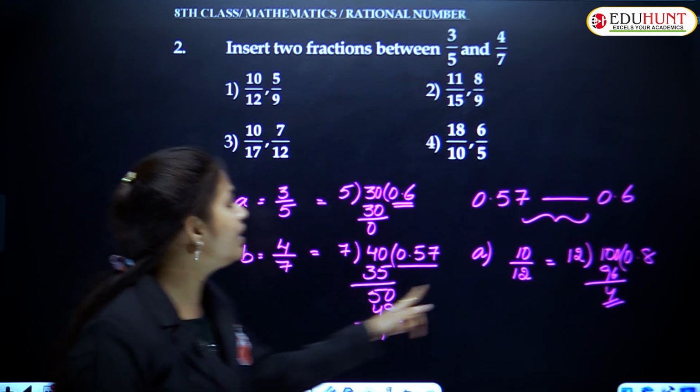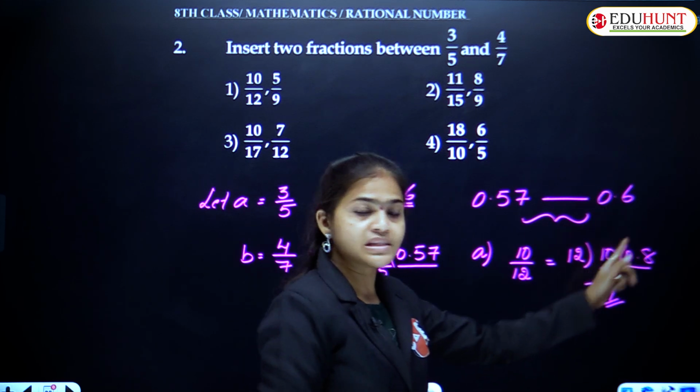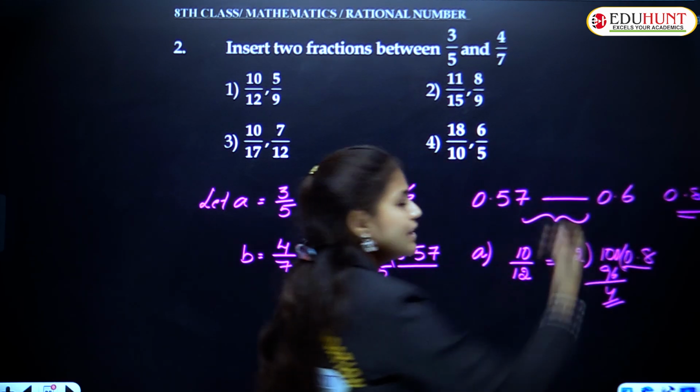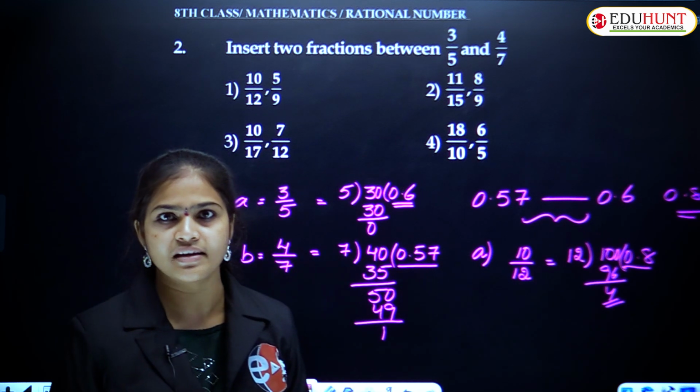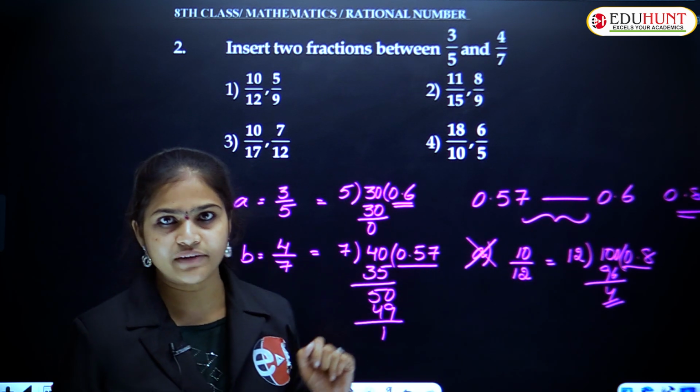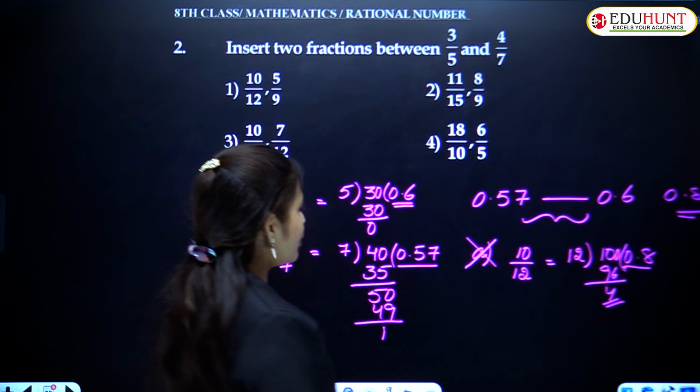So that's why here we got that 0.8. So 0.8 means it lies after that 0.6, not in between 0.57 and 0.6. So that's why the first option is wrong. So no need to check that second one. Next, let us see that second option.